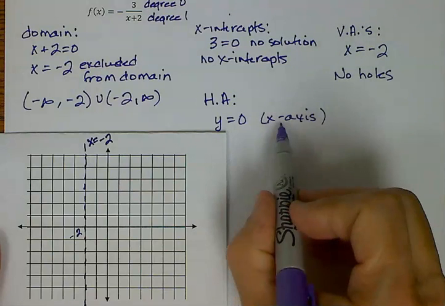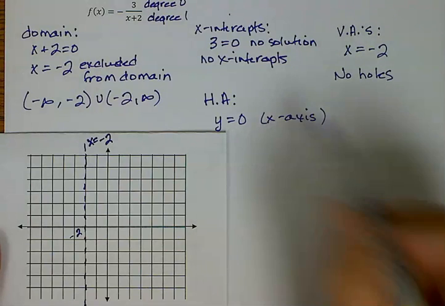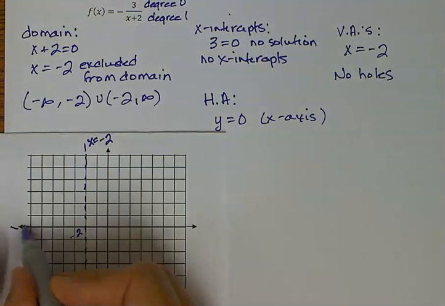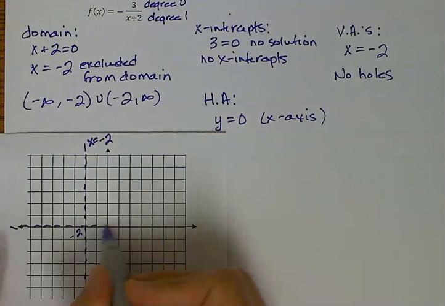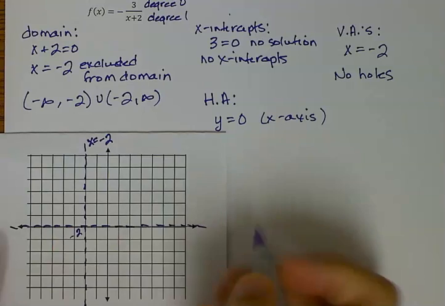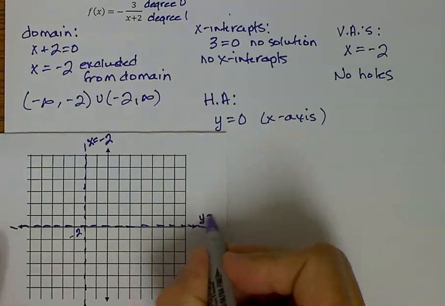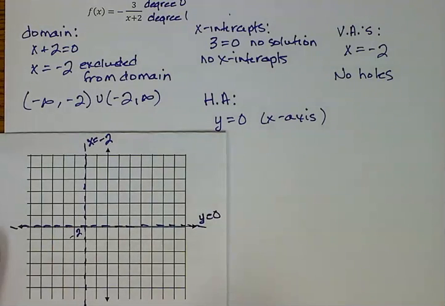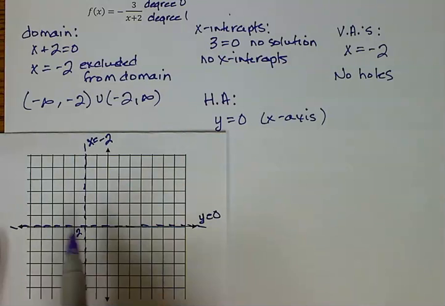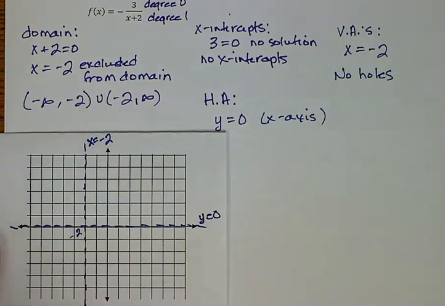I also have a horizontal asymptote, which is y equals 0, or the x-axis. I'm going to draw a dotted line over my x-axis, and I'm going to label that so I know that's my horizontal asymptote. At least this way, I know what to expect when I look at the graph on my calculator.